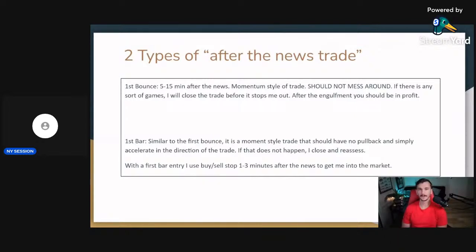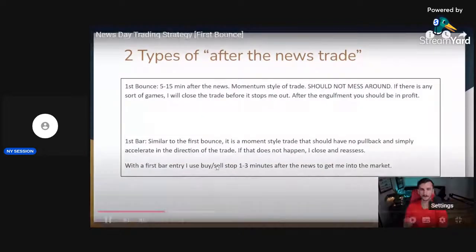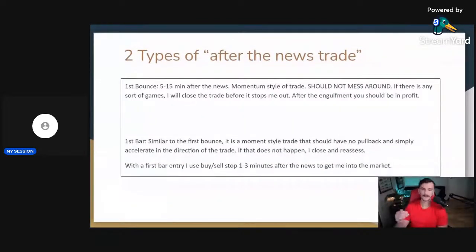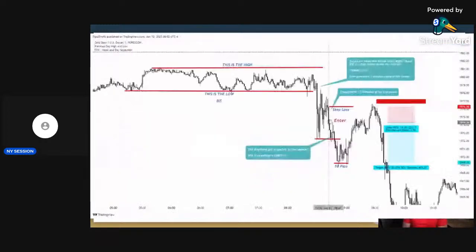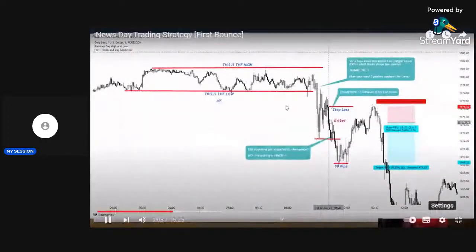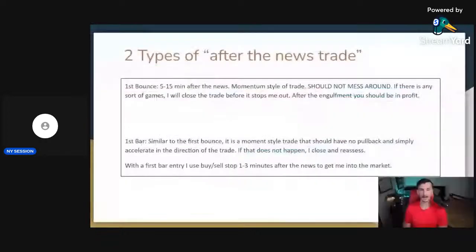Generally, if the pattern has already presented prior to 8:30, and then 8:30 happens and the news hits, and that first bar on the 1 minute chart completes the pattern, I will look for two types of trades, either a first bar entry, or I will look for 15 minutes after the news, first engulfment, first bounce style of trade. And now I'm going to show you how and the rules based off of those two types of trades.